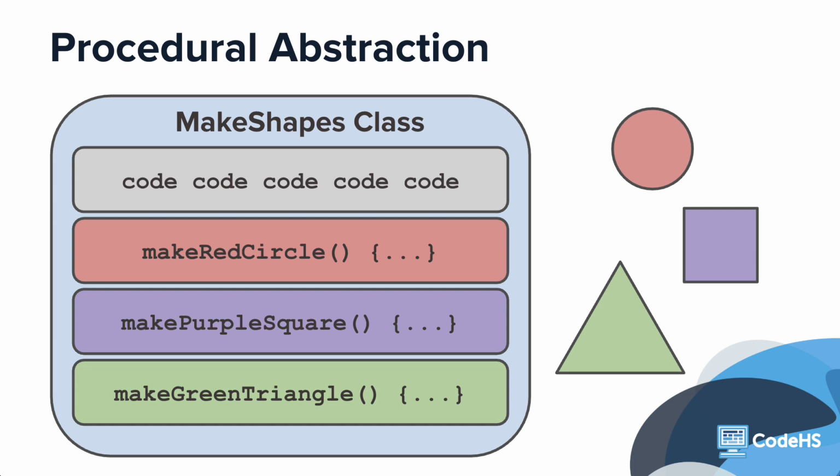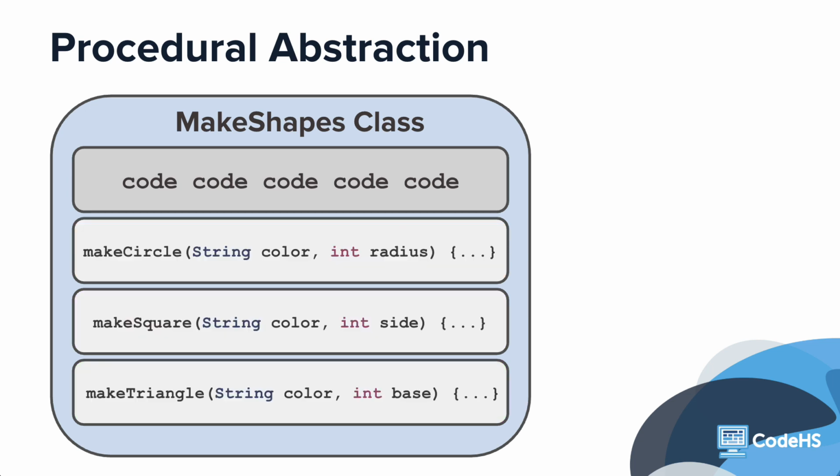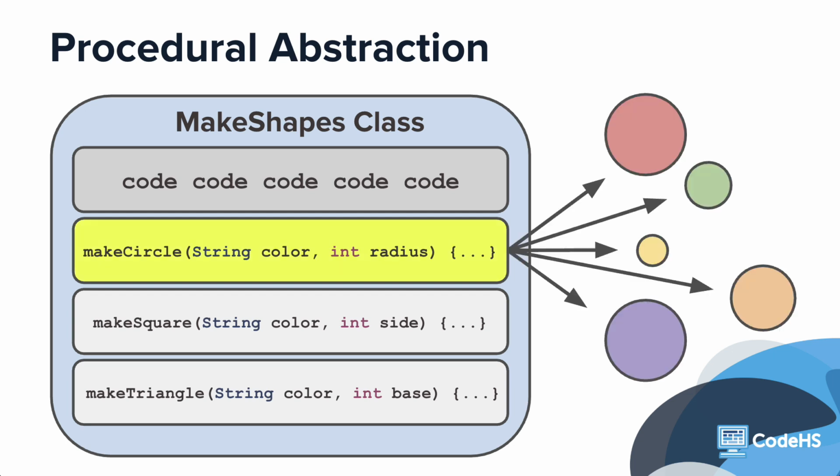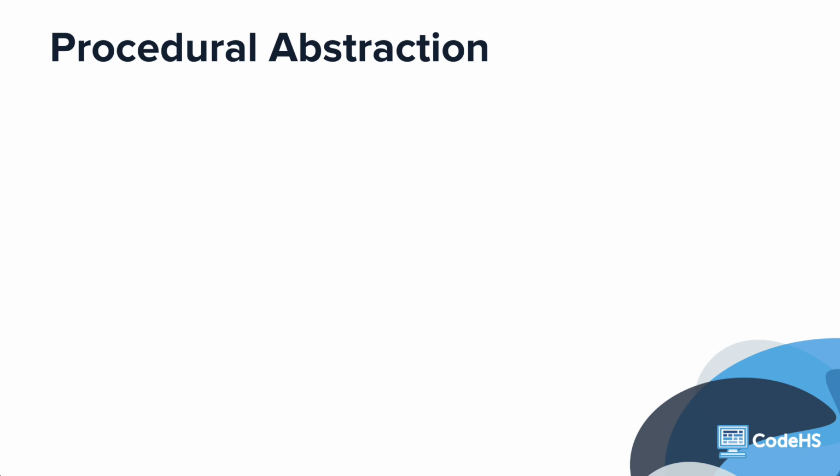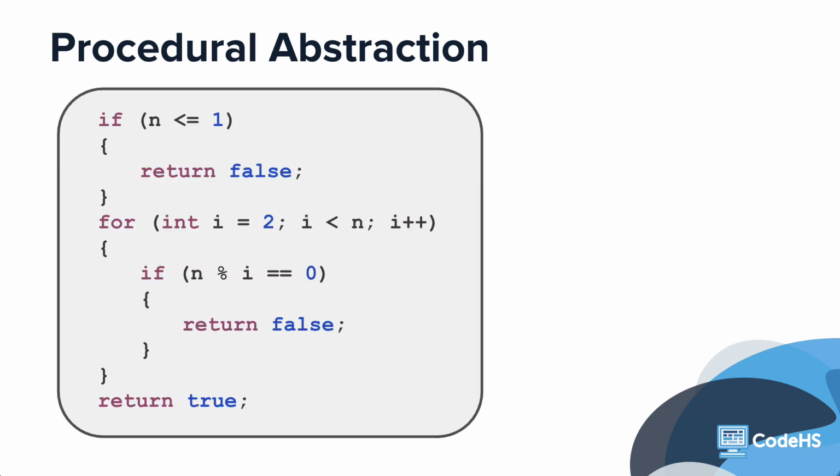If you include parameters in these methods as well, like these, you've now created and generalized methods that can be reused with a range of input values or arguments. Procedural abstraction also allows you to ignore the details of an individual algorithm once it's written and tested. Take, for example, this algorithm that determines if a number is a prime number. There are a lot of details here that you don't want to have to remember every time you need to check if a number is prime.